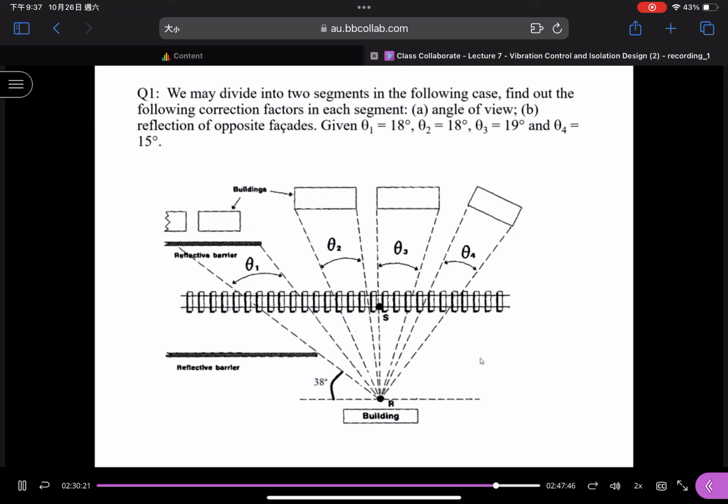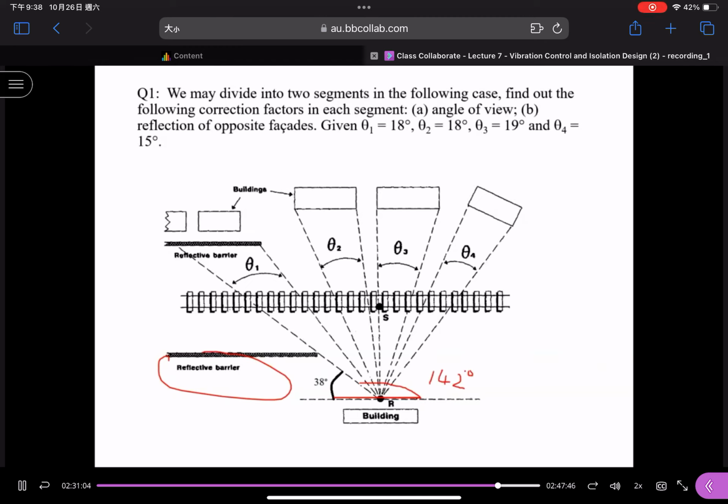Okay, let's discuss together. Question number 1. We need to refer to this figure. When we look at this figure, how many sections can we derive? There is a refractive barrier here along the section in between this railway and this building, so we may derive two segments. The first segment is 38 degrees with the presence of this refractive barrier, and the other one is this one, 142 degrees.